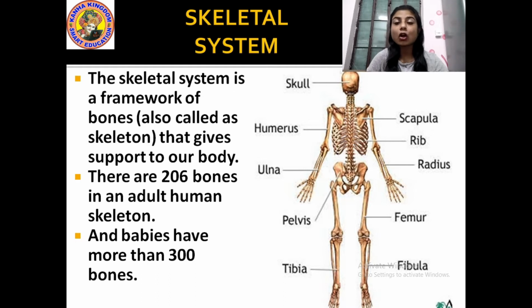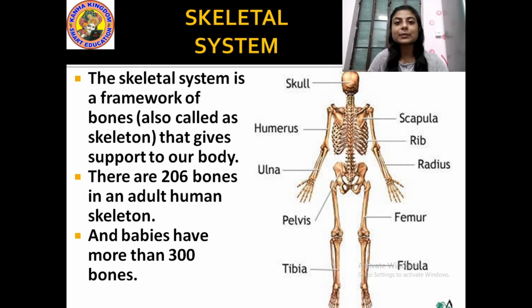Skeleton is a framework of bones. Framework means it is a structure of bones in our body, how our body is made up of bones. This framework of the body is called skeleton, and it gives support to our body. Why is this skeleton important for us? Because without a proper framework, our body will not get a proper shape or proper support. This is why the skeletal system is very important for us.